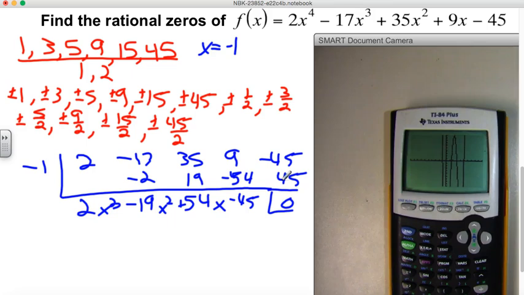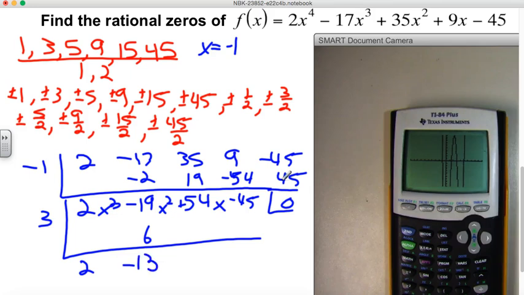It looks like it crosses around 3. So let's try doing synthetic division another time with 3. Bring down your 2. 2 times 3 is 6. 6 and -19 is -13. Times 3 is -39. 54 minus 39 is 15. Times 3 is positive 45. And then -45 is going to give us 0 as a remainder. So now we've got our second zero, which is 3.